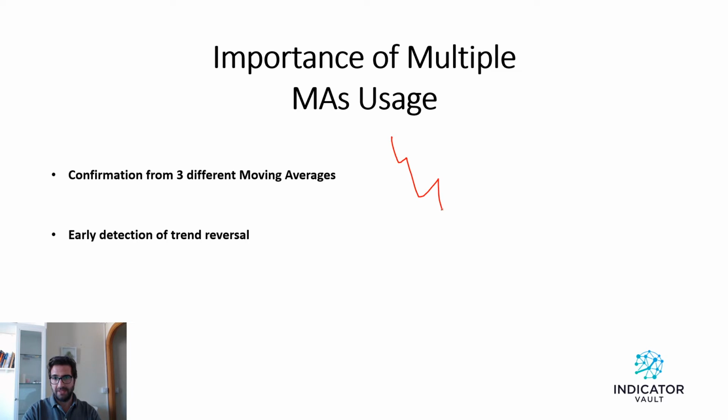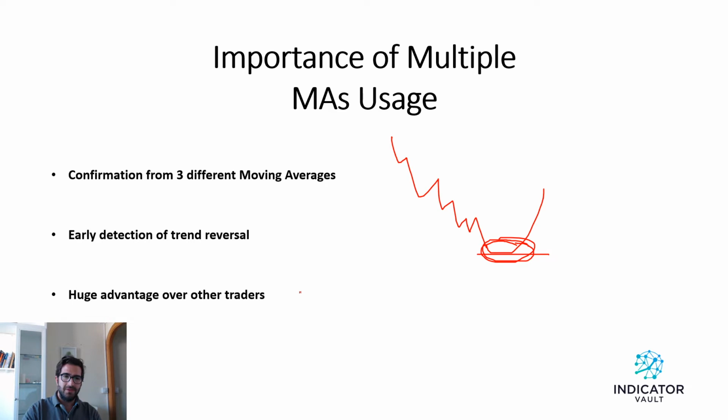So let's say the market is going to the downside and multiple moving averages are showing you that the market is about to reverse. You will have the ability to get the cheapest price if you are willing to buy this asset. You will have a better position if you will be able to buy the bottom. Remember, buy low and sell high. This is really important in trading.